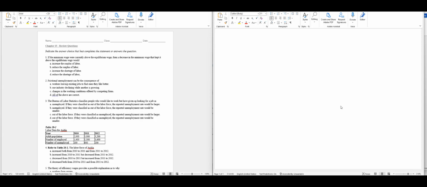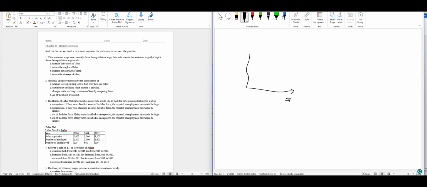If the minimum wage were currently above the equilibrium wage, then a decrease in the minimum wage that kept it above the equilibrium wage would do one of the following. So first let's visualize this question. Here you have the number of labor hours, and on this axis you have the wage rate, and you have labor supply, and then you have labor demand. And the wage rate is above the equilibrium.